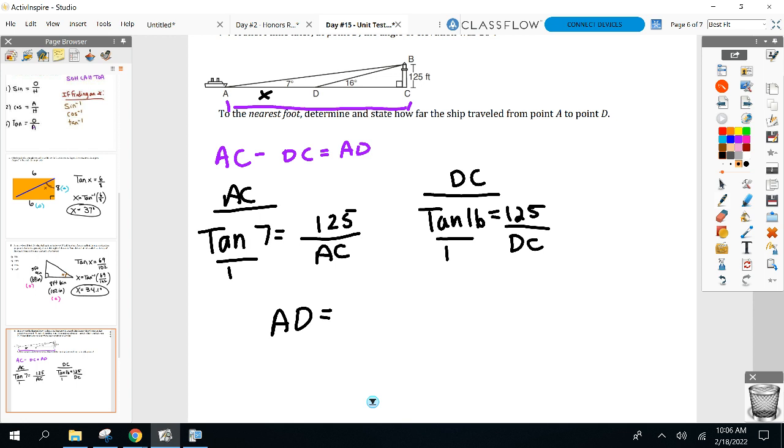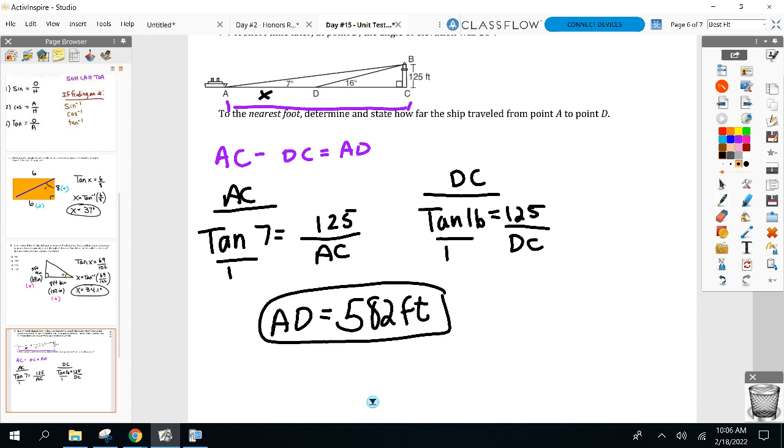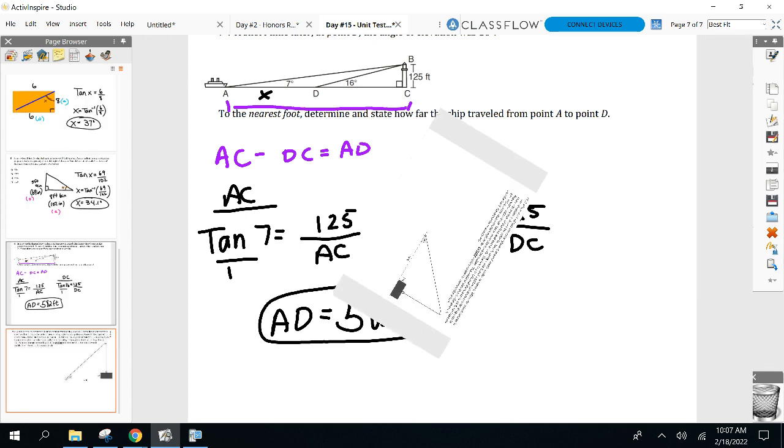What do we end up with? 582 feet. Anything else? We okay there? Now, I don't want to talk about it now, but you could probably use law of sines here too if you found all the angles in the diagram. But I'll talk about that after break. All good? One more before we call it a day. Any questions here? All right, another challenging one.